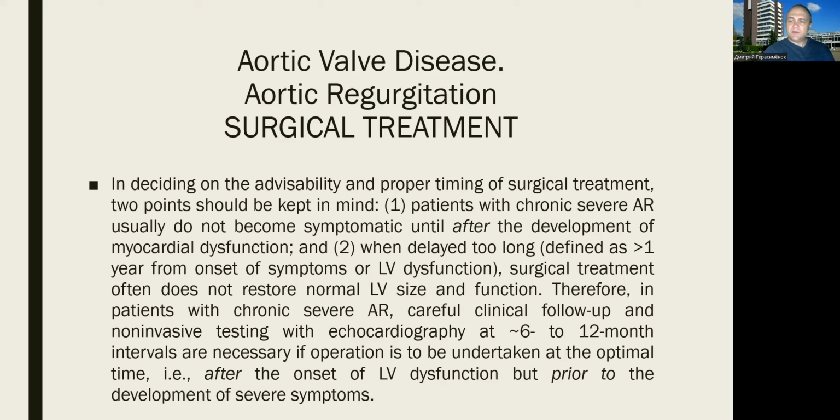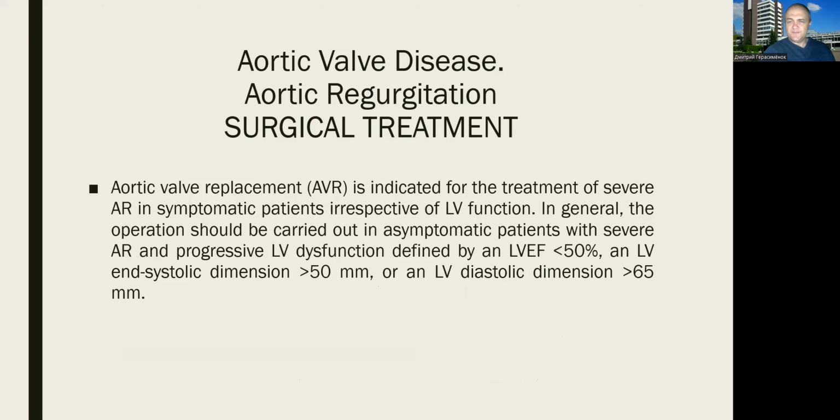Therefore, in patients with chronic severe aortic regurgitation, careful clinical follow-up and non-invasive testing, including echocardiography at 6 to 12 month intervals, are necessary if operation is to be undertaken at the optimal time, after the onset of left ventricular dysfunction or prior to the development of severe symptoms. Aortic valve replacement is indicated for the treatment of severe aortic regurgitation in symptomatic patients, irrespective of left ventricle function.